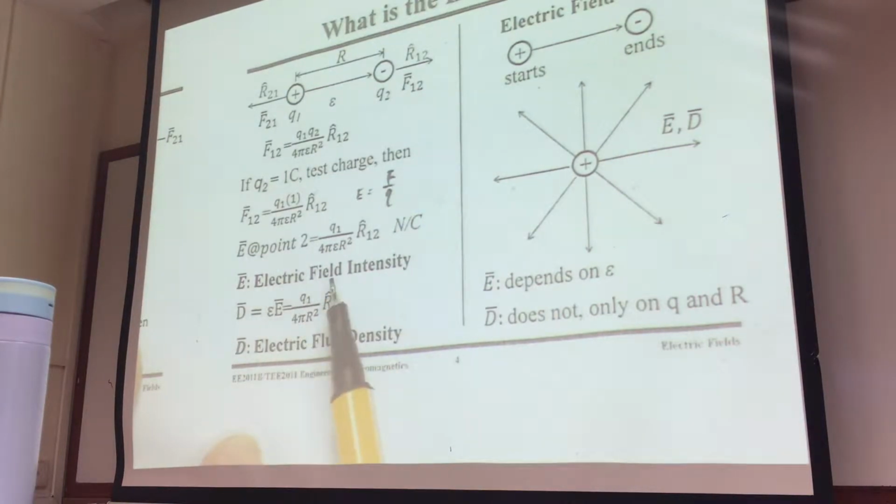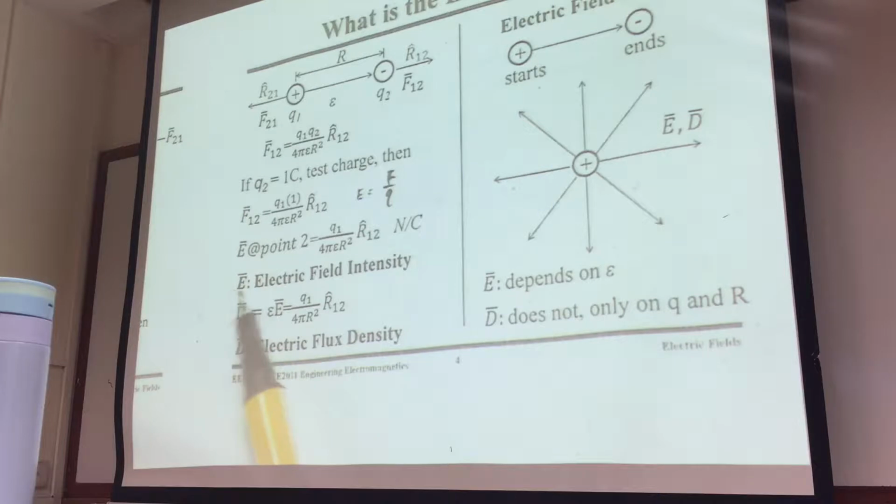So E is the electric field intensity. All right, intensity. Maybe we say E as electric field, but you need to know that this is intensity. Because I just emphasize again and again, make sure you know every physical meaning of every letter.